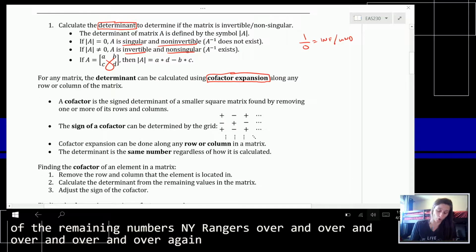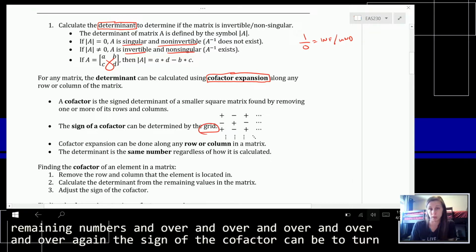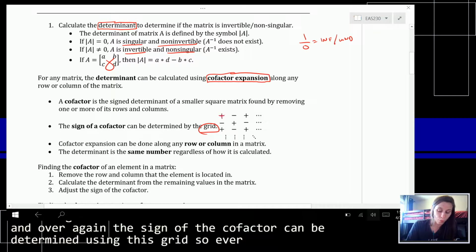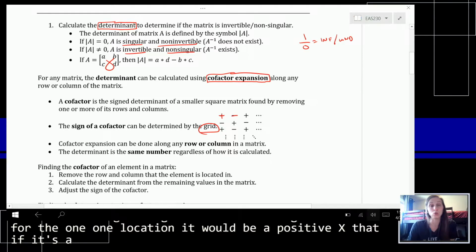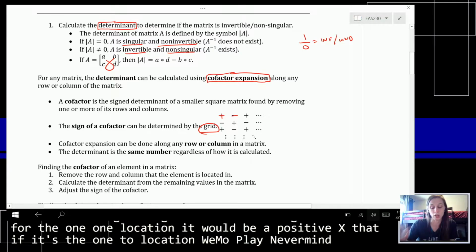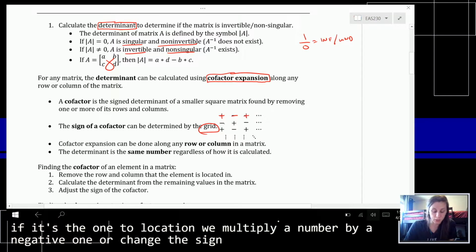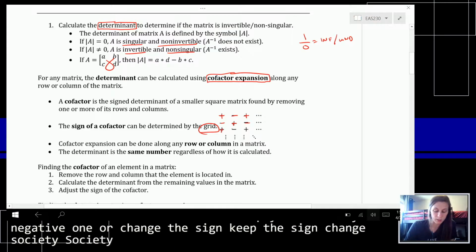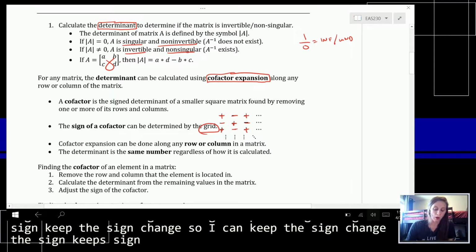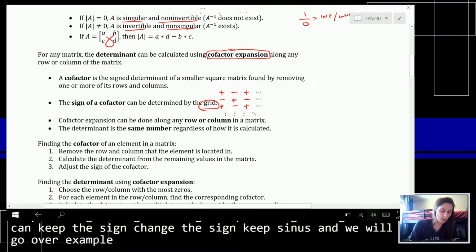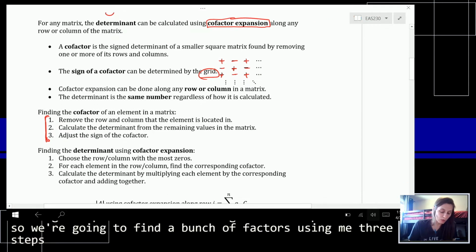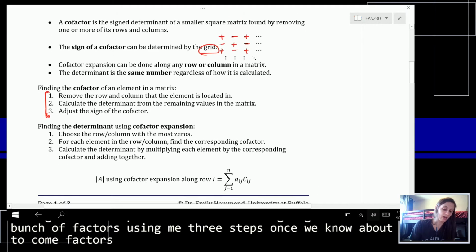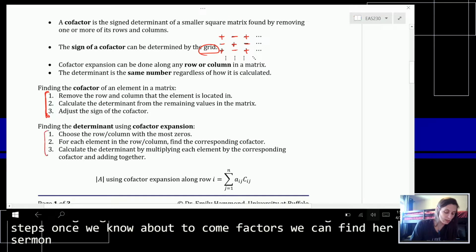And the sign of the cofactor can be determined using this grid. So if we're finding the cofactor for the 1, 1 location, it would be a positive multiplied by that. If it's the 1, 2 location, we multiply that number by -1, or we change the sign: keep the sign, change the sign, keep the sign, change the sign, etc. And we will go over examples of this. So we're going to find a bunch of cofactors using these three steps. Once we know a bunch of cofactors, we can find our determinant using these steps.